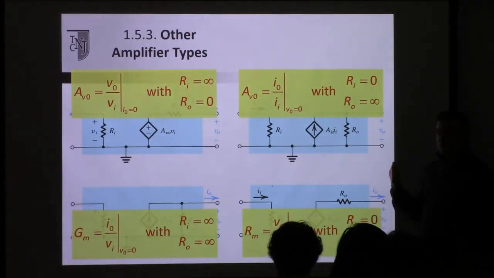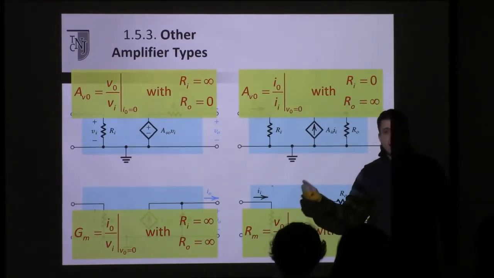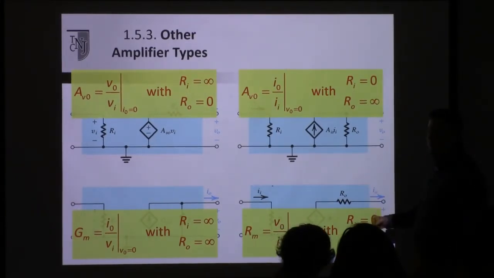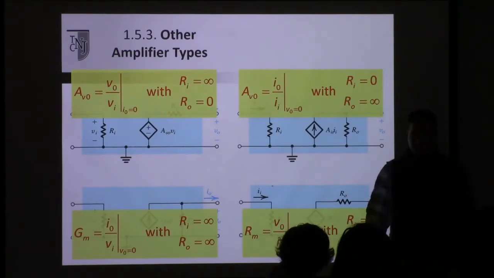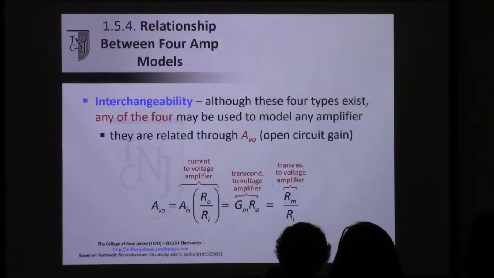So you can boil it down to simple rules. Input voltage, ideally infinite input resistance. Then you have the opposite case. Output voltage, ideally you have a 0 output resistance, and then you have the opposite case. Now we said that all of these cases are equivalent to one another.